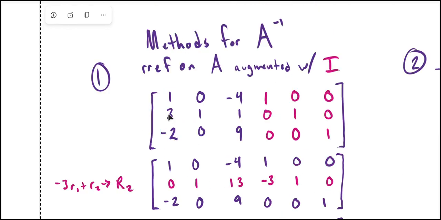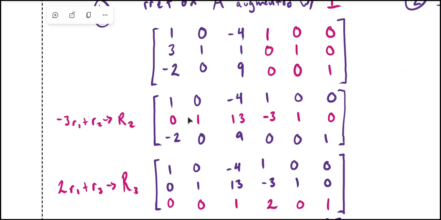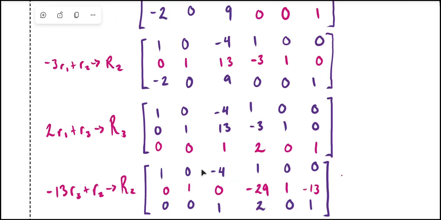First, let's turn this 3 into a 0 by adding 3 times row 1 to row 2 and calling that our new row 2. Then let's turn this -2 into a 0 by taking 2 times row 1 and adding that to row 3. Now that's our new row 3. We now have a lot of stuff in place. Let's actually skip this second column. It looks pretty good. Let's go on to this entry here. We want that to be 0.